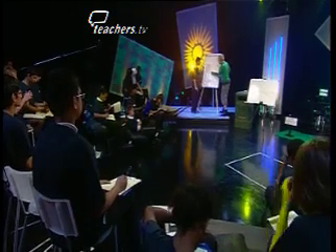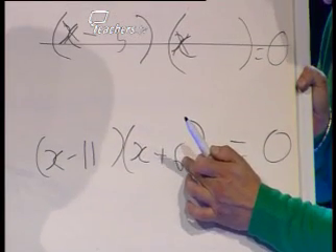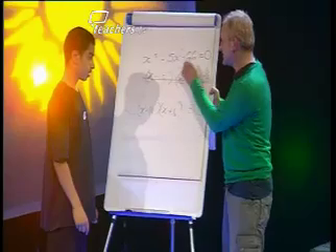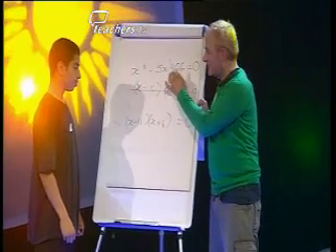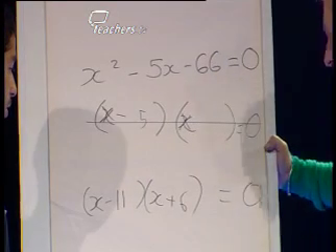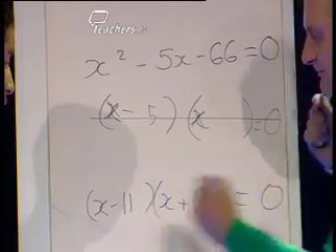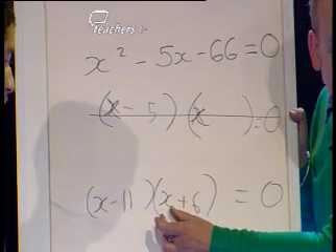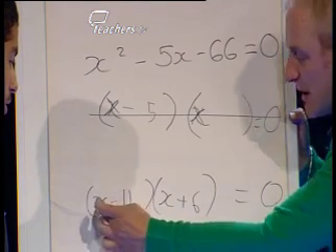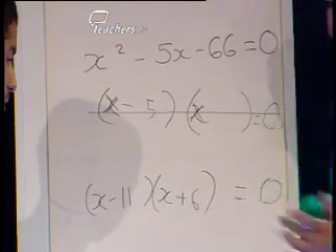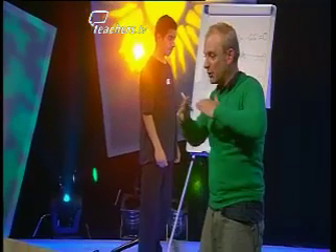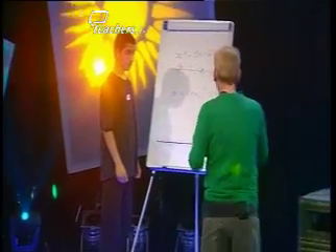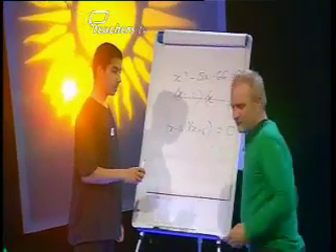A minus times a plus is a minus, so minus 11 times 6 is minus 66. And we've also got minus 11 times x, minus 11x, and then we've got plus 6x, which gives us minus 5x. It's going up from minus 11x to minus 5x. Brilliant. So we've solved the problem. How? We factorised it.